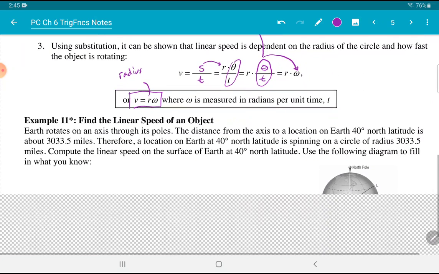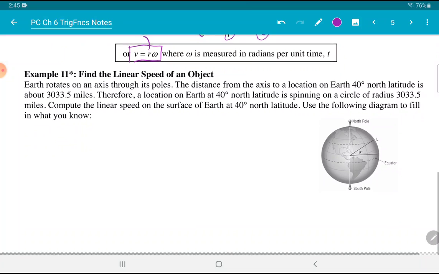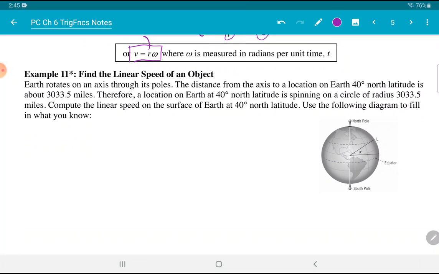Okay. All right, example 11. Let's go ahead and put some of these formulas into practice. Find the linear speed of an object. So Earth rotates on an axis through its poles. The distance from the axis to a location on Earth, 40 degrees north latitude. What that means is if you measure from the equator and you go 40 degrees north, meaning you go up like that, you'll be at this spot on the Earth.